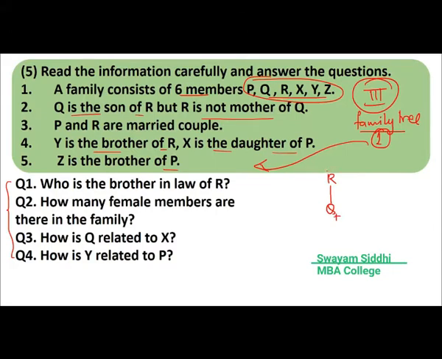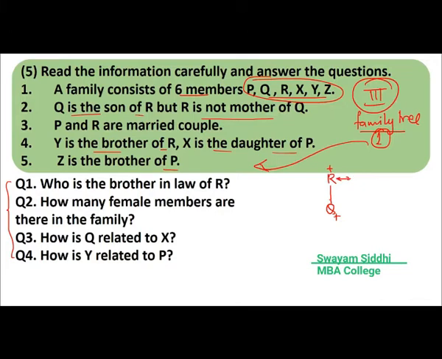Okay, what have they given? But R is not mother of Q. That means if R is not mother, and Q is the son, then R has to be father. Father means plus sign. Now if there is a father, there has to be someone as the mother. We do not know which person that is, so we'll keep it blank.